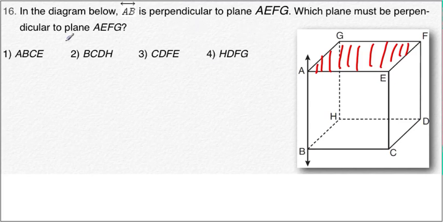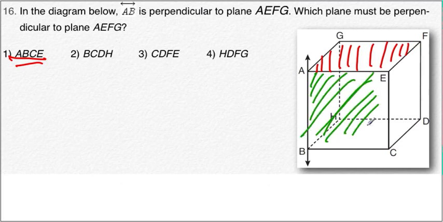The only thing that's possible seems to be the ABCE. Let's look at it. ABCE is the front face. Is the front face perpendicular to the top face? I believe so. So therefore, the first one will be your answer.